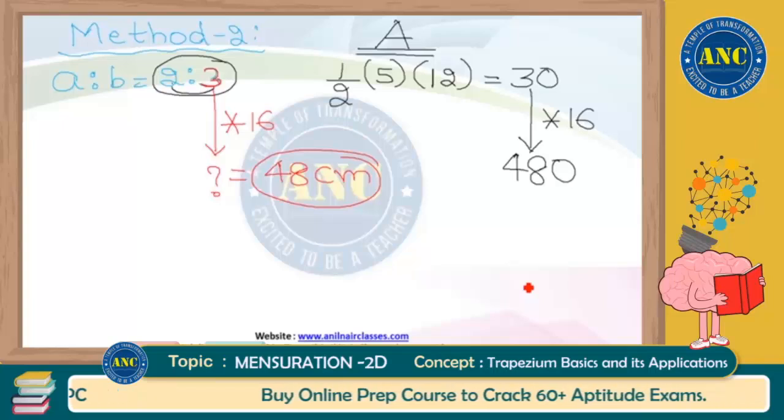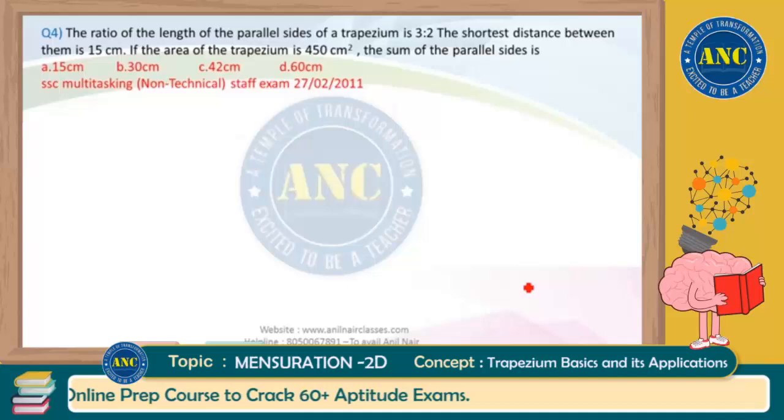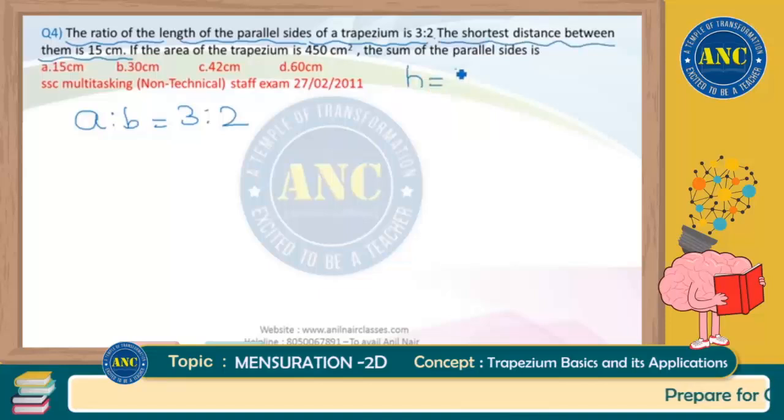Let us solve one more question of similar type, which is again your examination question. After solving, you will be much more comfortable in understanding or solving this variety. The ratio of length of parallel sides of a trapezium is 3:2. A is to B is 3:2. Beautiful. The shortest distance between them is 15 centimeter. Height is given in the question as 15 centimeter.